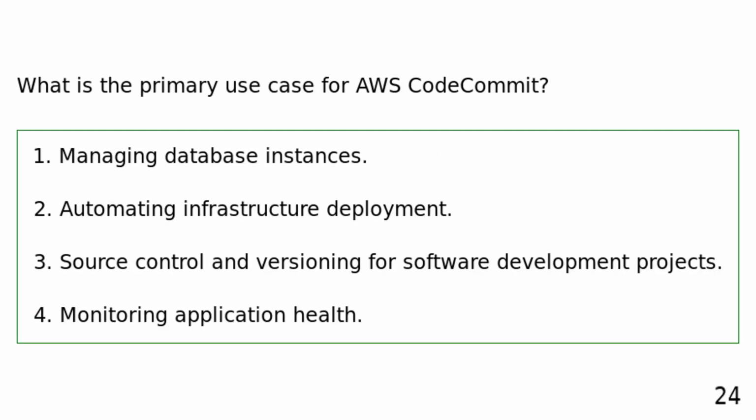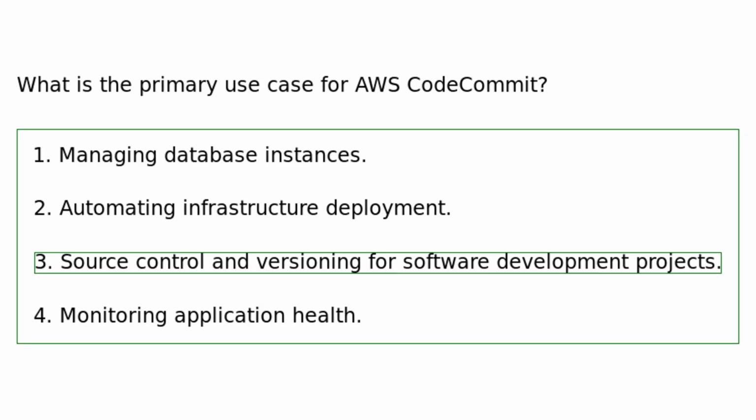What is the primary use case for AWS CodeCommit? Managing database instances. Automating infrastructure deployment. Source control and versioning for software development projects. Monitoring application health. AWS CodeCommit is primarily used for source control and versioning in software development projects.